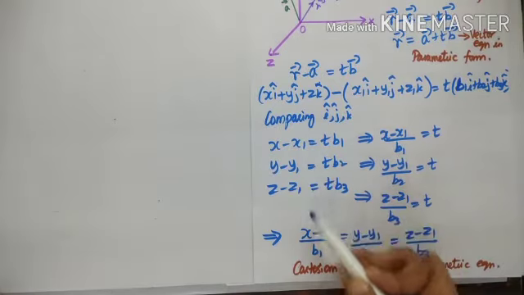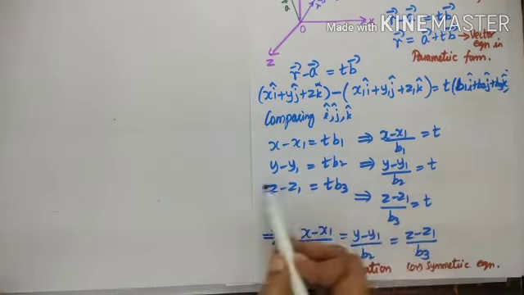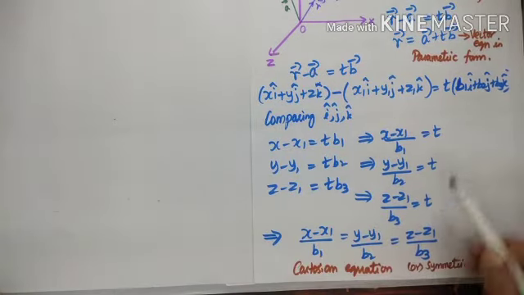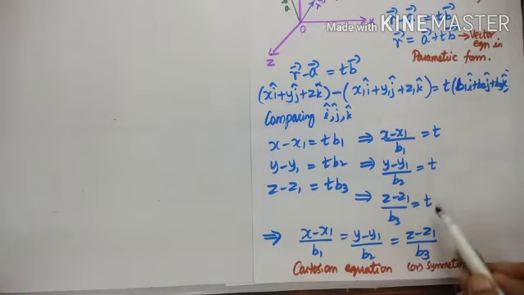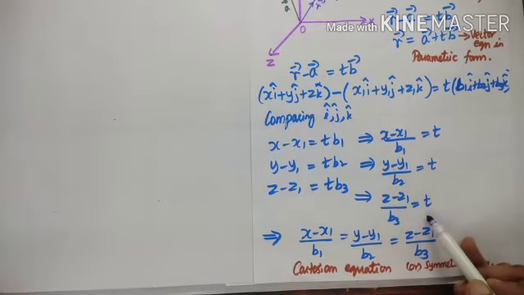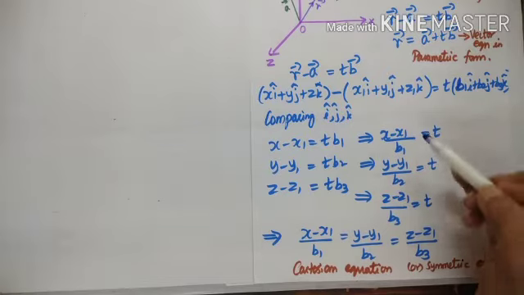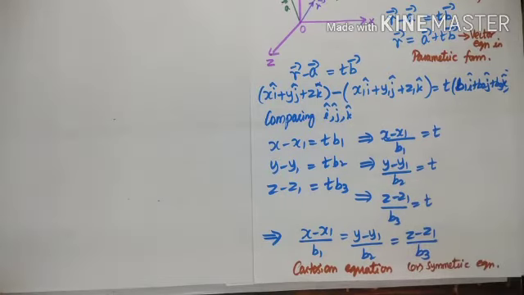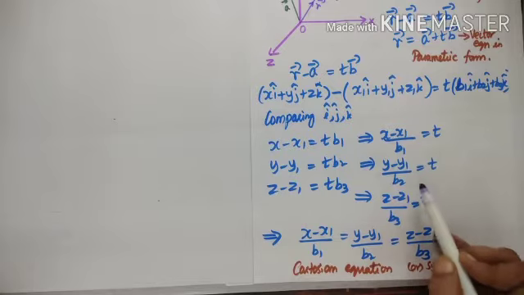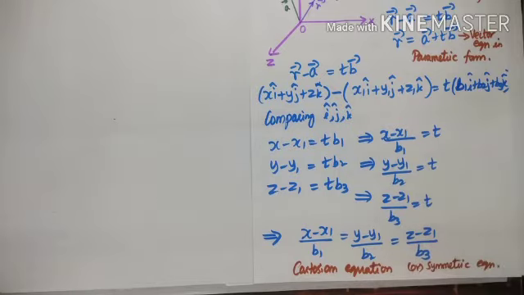From each of these, let me divide and get what is t. The right hand side is only t. All are equal, which implies the LHS is also equal. And so I arrive at x minus x1 by b1 equals y minus y1 by b2 equals z minus z1 by b3, which is termed as the Cartesian equation or symmetric equation.